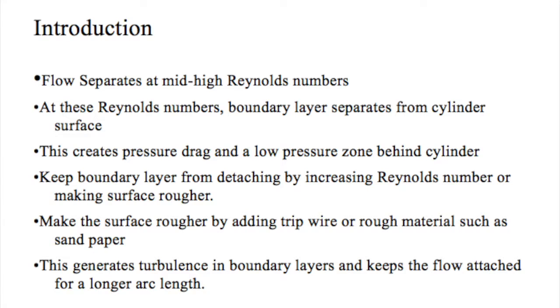When testing flow visualization around a cylinder, it can be seen that at mid to high Reynolds numbers the flow separates off the back of the cylinder. This happens because at these Reynolds numbers, the boundary layer begins to separate from the surface of the cylinder, creating pressure drag in a low pressure zone behind the cylinder.